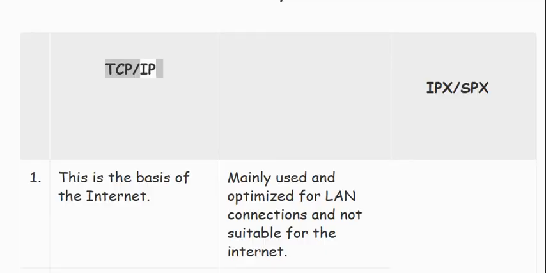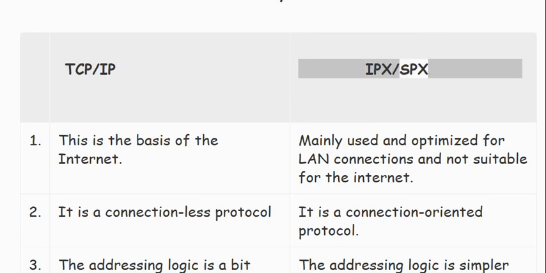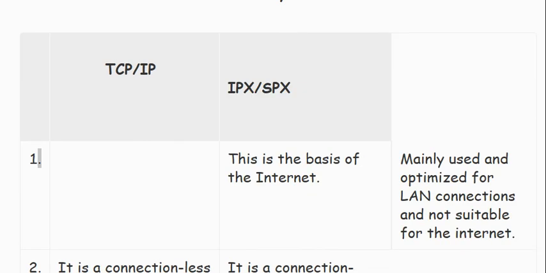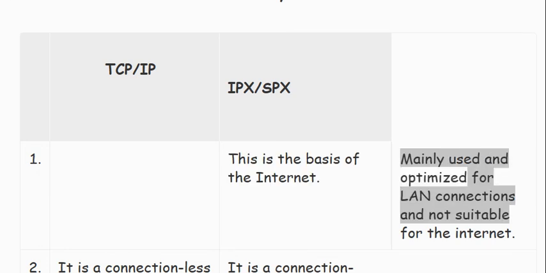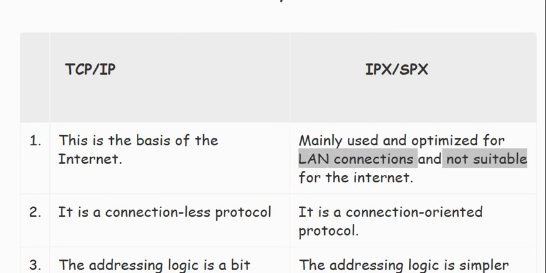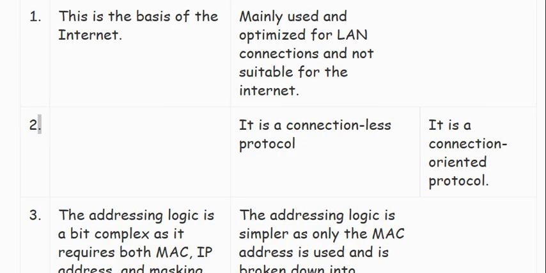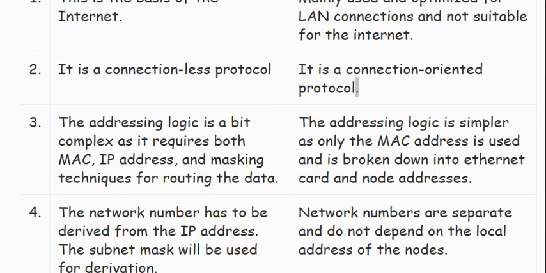TCP/IP versus IPX/SPX. 1. TCP/IP is the basis of the Internet. IPX/SPX is mainly used and optimized for LAN connections and not suitable for the Internet. 2. TCP/IP is a connectionless protocol. SPX is a connection-oriented protocol.